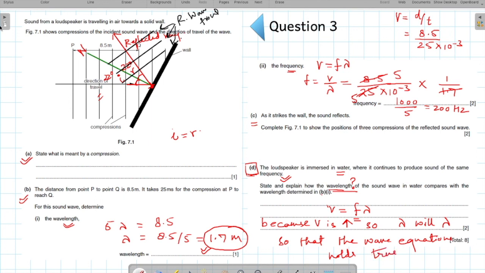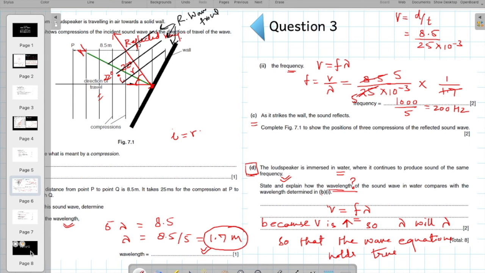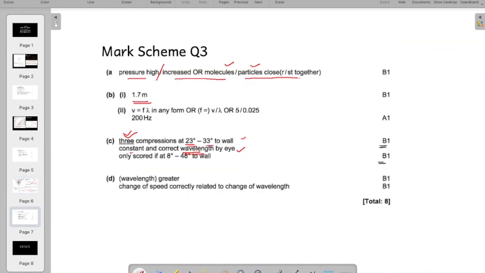All right, let us look at the mark scheme as well. Higher wavelength should be the ultimate conclusion. Wavelength is going up, for that you'll get 1 mark. Why? Because the change of the speed is correctly related to the change of the wavelength. How do you show this correct relation? By using the wave equation, V is equal to F lambda.